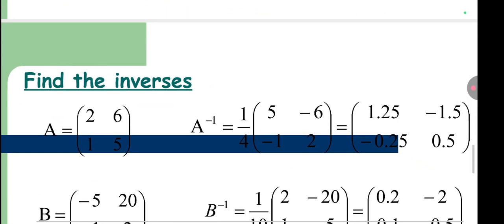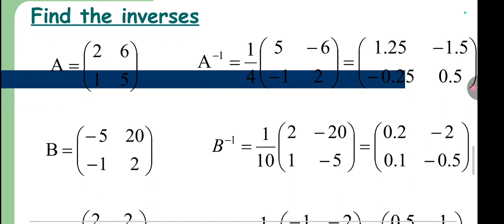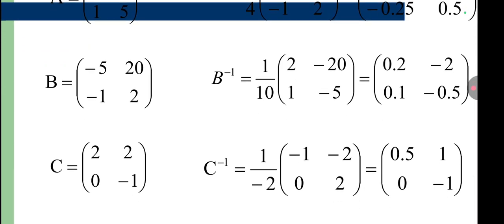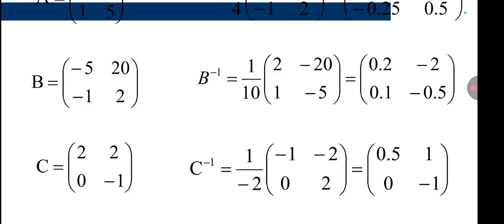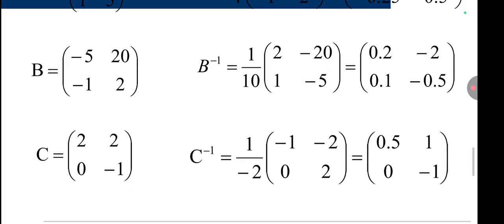For example, find the inverse of A equal to 2, 6, 1, 5. Take the next example, B equal to minus 5, 20, minus 1, 2. The inverse of this matrix is denoted by B inverse, which is equal to, what is the formula? 1 by determinant into adjoint. So first we have to find the determinant. The determinant of B matrix is AD minus BC. Here A is minus 5, D is equal to 2.